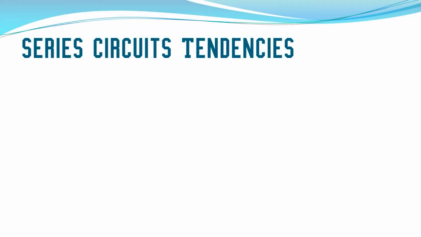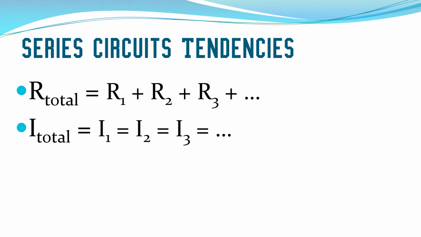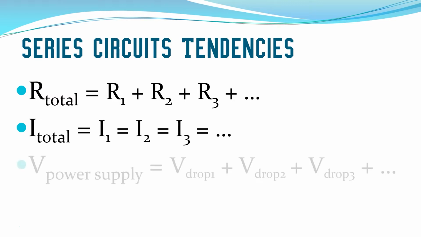If we wanted to explain the series circuit mathematically, we could say that the total resistance in the circuit is equal to the sum of all the resistance in the circuit, since each electron has to travel through every single resistor. The total current is equal to the current at any given point. It's the same flow of electrons throughout the whole circuit. There are no other paths.